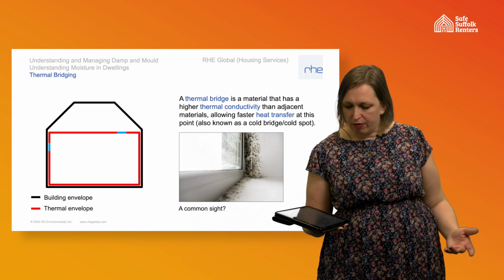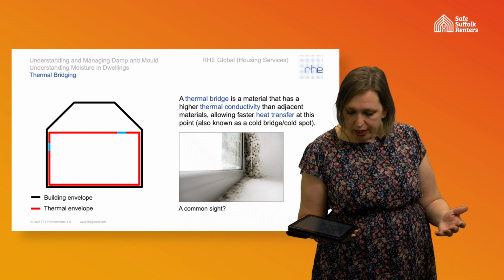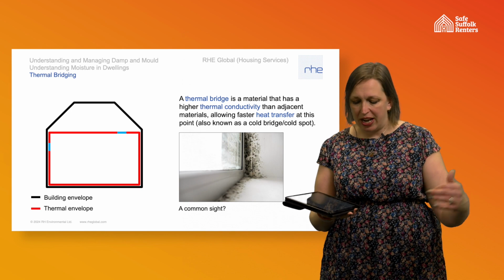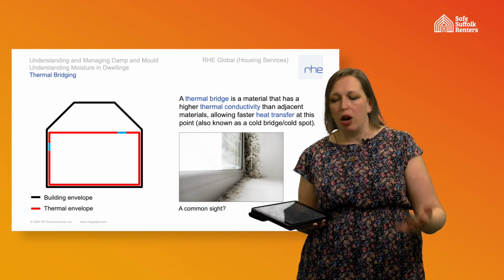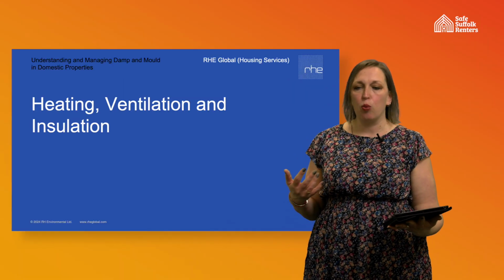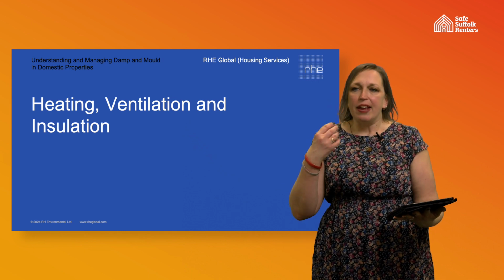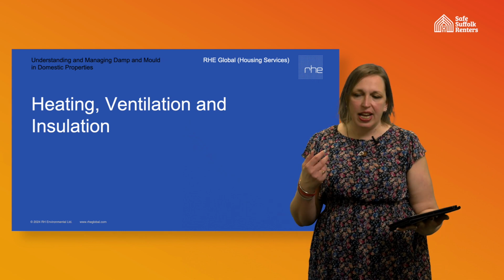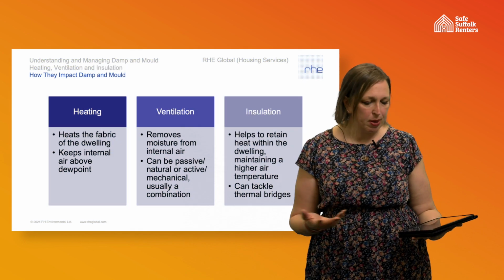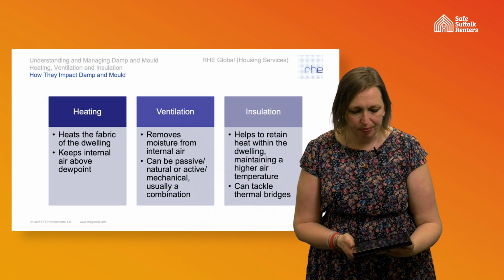Other areas that you might find are, for example, loft hatches, where the loft hatch is uninsulated, or where you've got penetrations into the insulation at roof joists. So by understanding how moisture behaves and interacts with buildings, we can then understand how we manage moisture within the buildings. So thinking about effective heating, ventilation and insulation and how they impact damp and mould growth, they've got a key relationship in managing moisture within a dwelling.